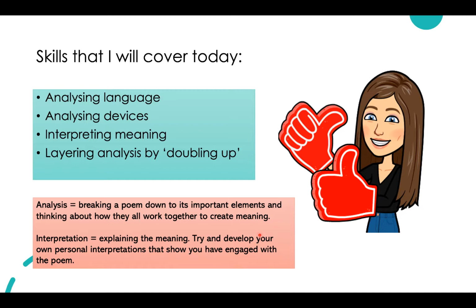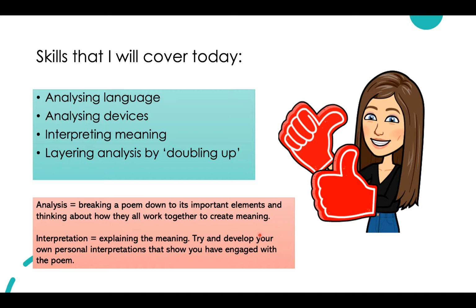So just to remind you, we're going to be looking at analysis, which is literally just where you break down a poem to its most important elements, and this is where we really think about how everything in a poem works together to create meaning. So we're trying to deconstruct the different elements of a poem. We're looking at language, form and structure, taking those bits apart, analysing them by themselves, trying to develop the meaning, and then figuring out how they all work together to create the overall meaning of the poem.